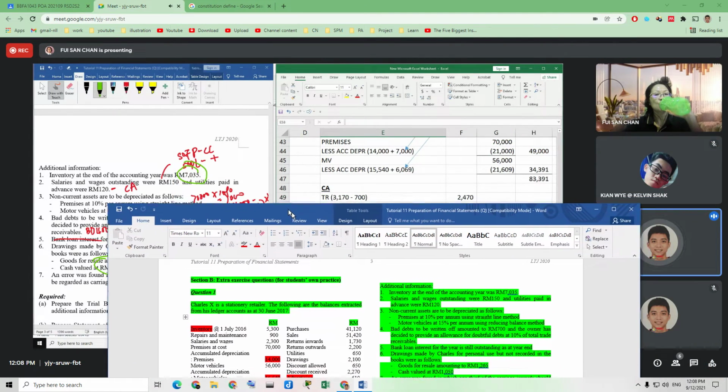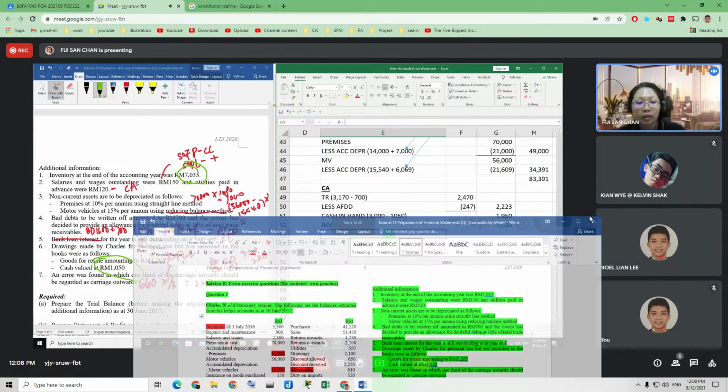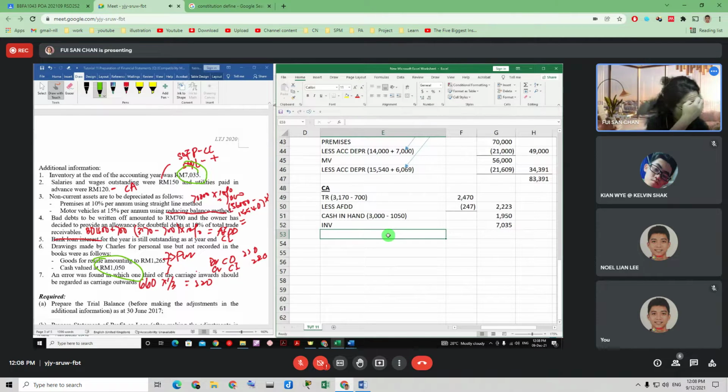The utilities prepaid. Utilities prepaid is actually here, right? Here, utilities paid in advance, 120. Okay.